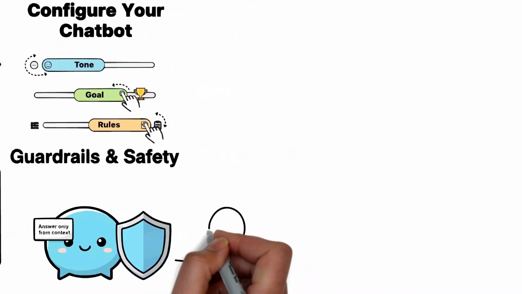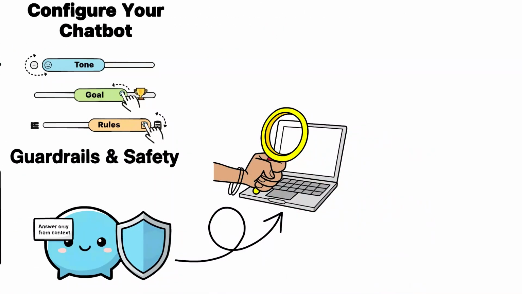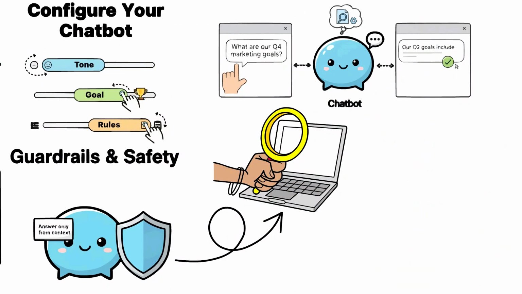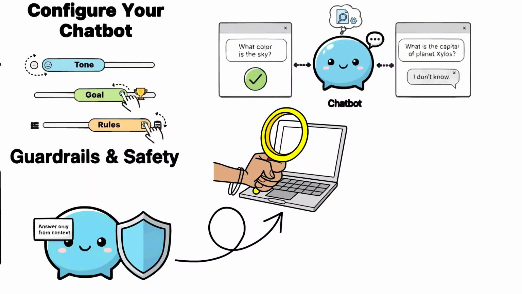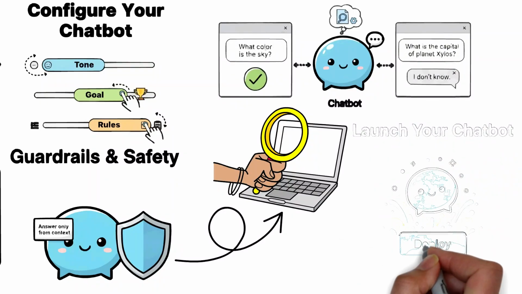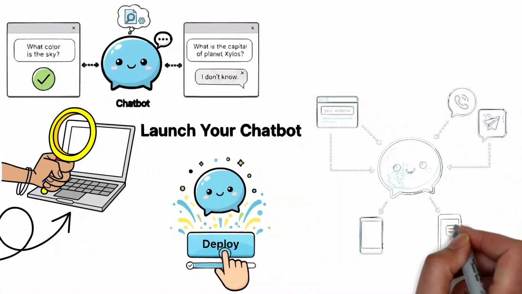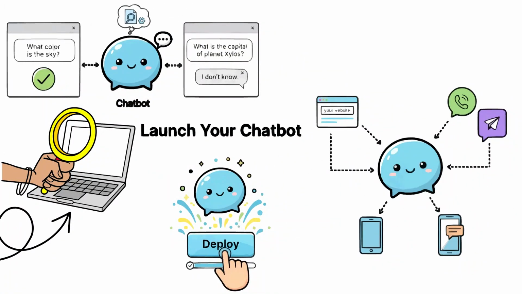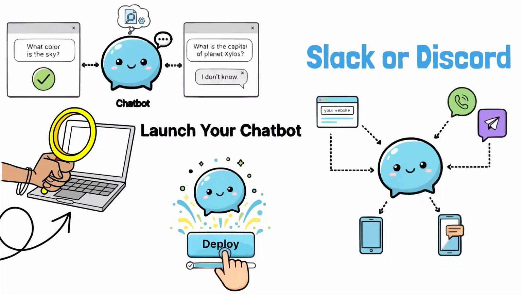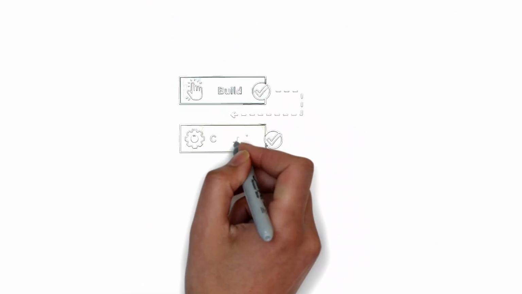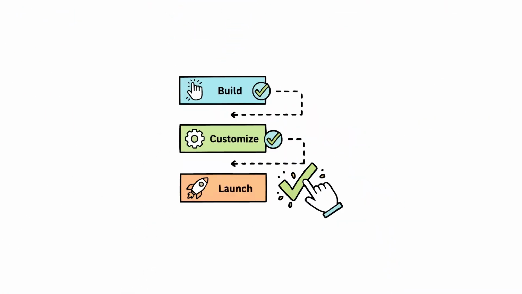Now you can test your chatbot directly in the interface. Ask it a question you know is in your documents. Then ask a question that is not. Once you're happy with its performance, you can deploy it. Most platforms provide a simple snippet to embed the chatbot on your website or connect it to tools like Slack or Discord. Upload your documents, configure your chatbot's prompt, and deploy it to your users.